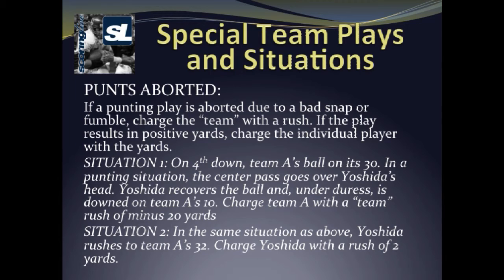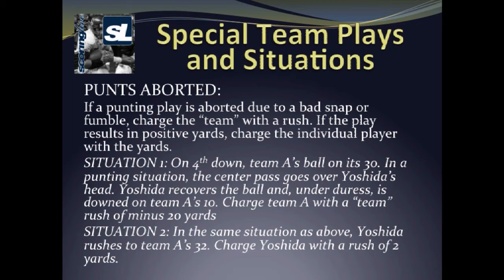We have this weird thing called an aborted punt. If a punt play is aborted due to a bad snap or a fumble, charge the team with the rush. Okay? If the play results in positive yards, then charge the individual player with yards. So anything negative, you're going to charge the team. This is again only if it's a bad snap. Okay? Or if it's a play which results in a bad fumble.